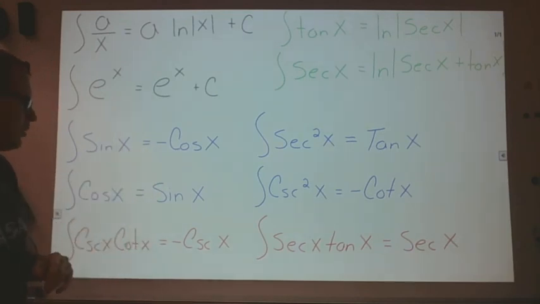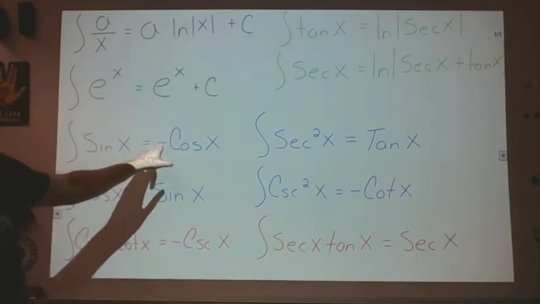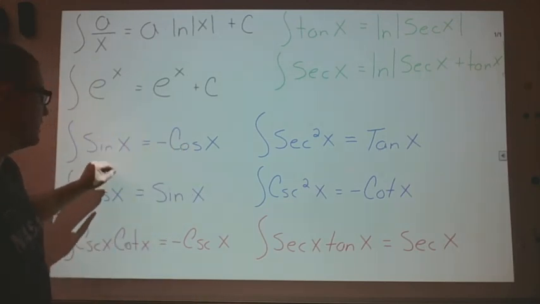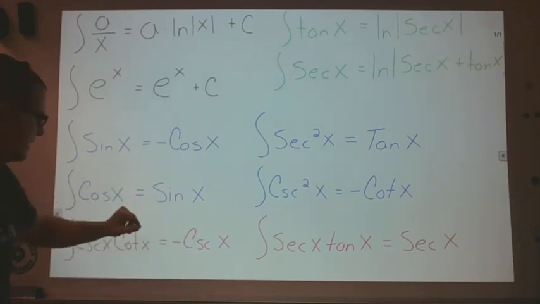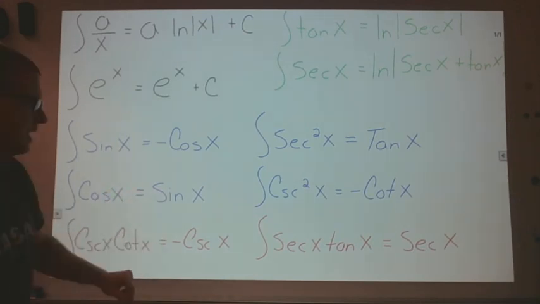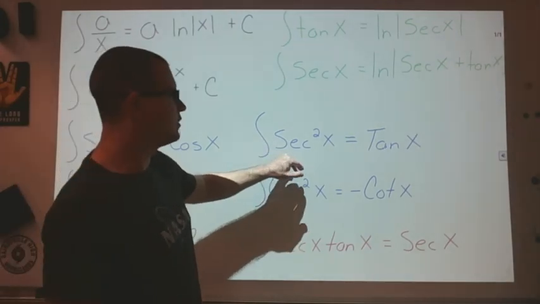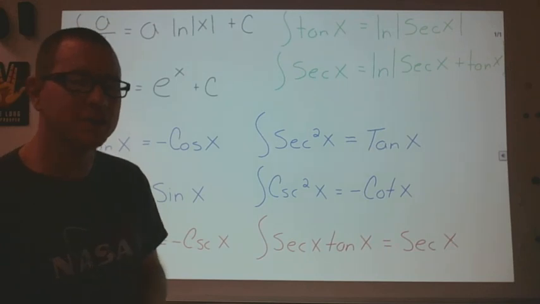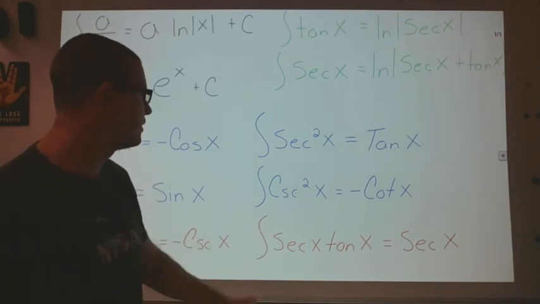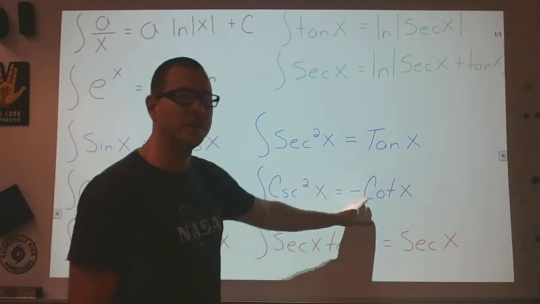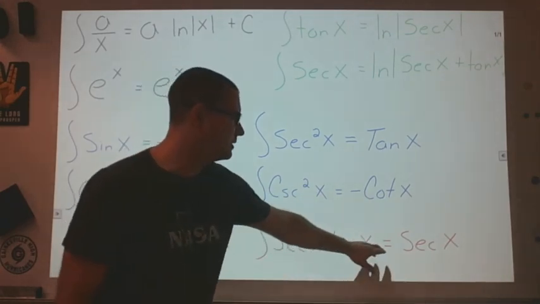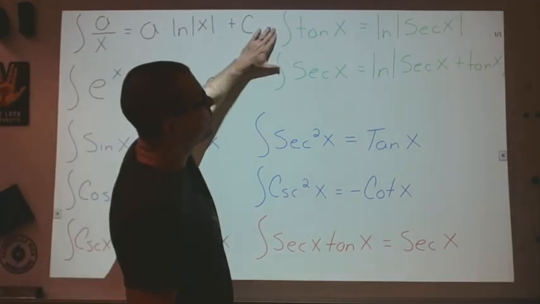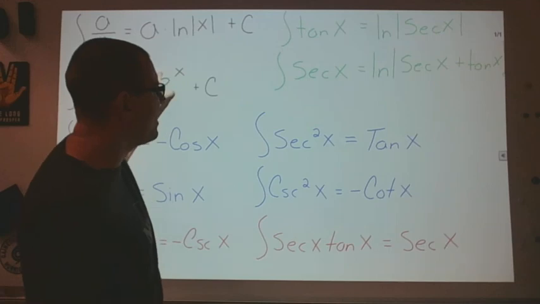A few of the trigonometric ones, the integral of sine is negative cosine because the derivative of cosine is negative sine. The integral of cosine is sine. The integral of cosecant cotangent is negative cosecant. The integral of secant squared is tangent. Again, you can see we're just following the derivative rules in reverse. So the integral of cosecant squared is negative cotangent, and the integral of secant tangent is secant. Up here, I added a couple more that kind of combine the two.